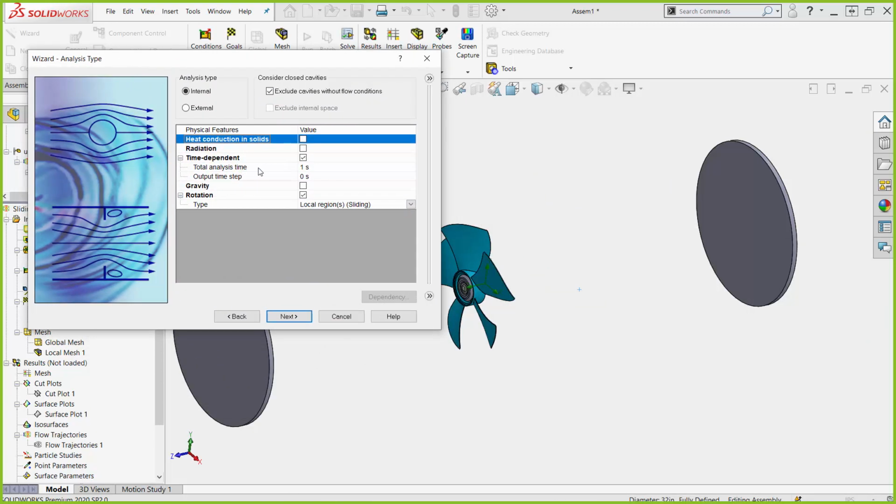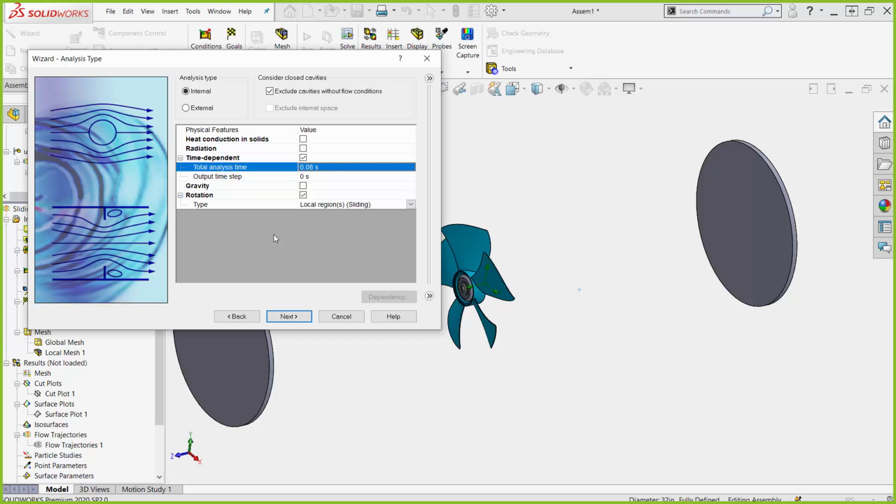So do some hand counts, figure out how many seconds per rotation based on the RPM you're applying. I'm going to do 1500 RPM, which is about 0.04 seconds per rotation. So by my recommendations, that means I should put in 0.08 seconds for a total time. Okay?